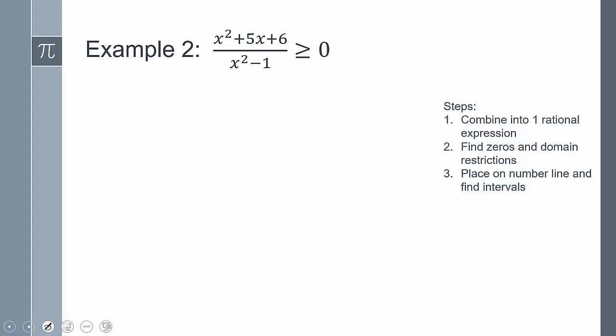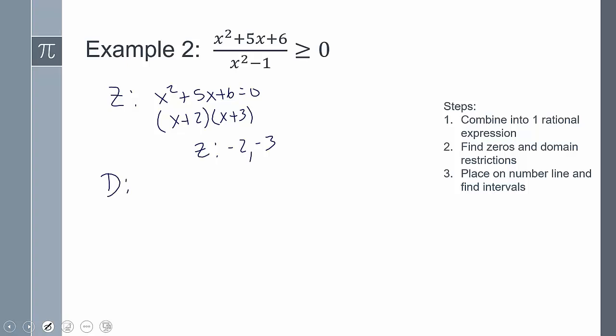Next one. So I need to find my zeros. I can set the top equal to 0. So that factors into x plus 2 and x plus 3. So my zeros are going to be -2 and -3. And then my domain restrictions. This is very similar to the previous problem. So x is -1 and +1. Now because this is an inequality with or equal to, I know it's going to be a closed circle. And remember, any domain restriction is always going to be an open circle.